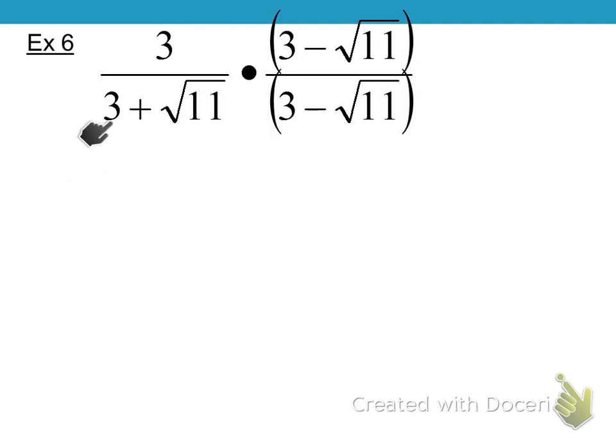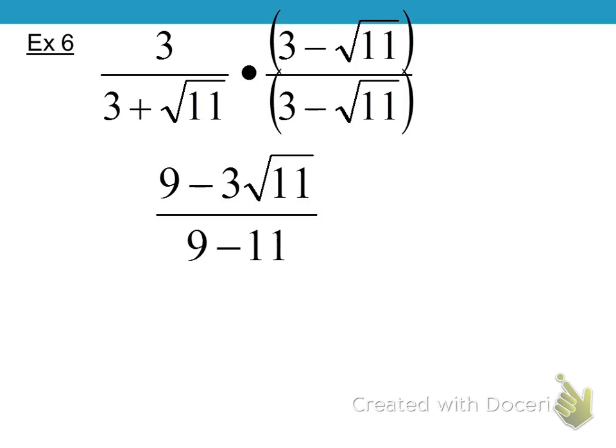In the denominator, 3 times 3 is 9. And then I'm going to have minus 3 square root 11 plus 3 square root 11. Those are going to go away. And then in the back, I have minus the square root of 121, which is regular old 11.